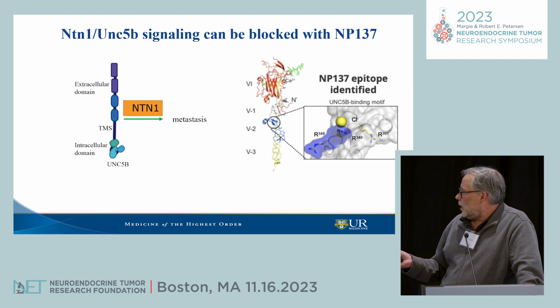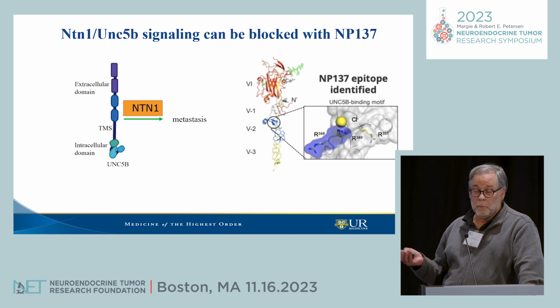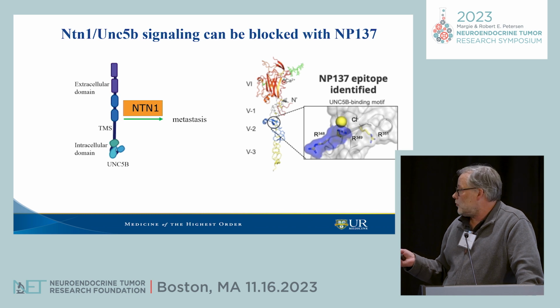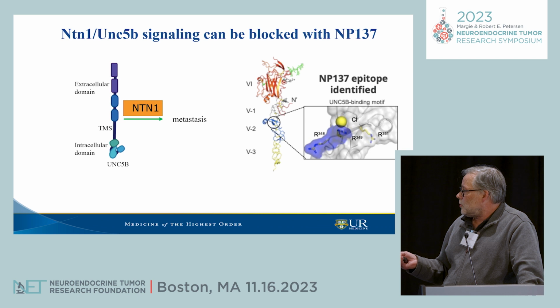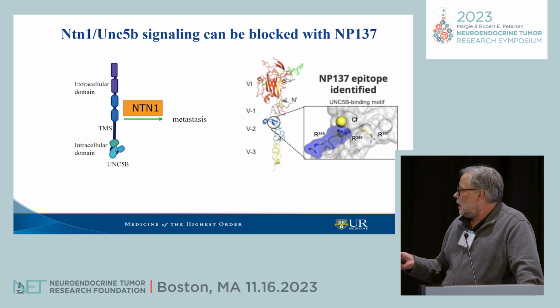There is a drug, I don't work for NETRF Pharma, but I'm going to talk a lot about NETRF Pharma's drug. They made a monoclonal antibody that blocked the interaction between netrin and UNC5B, and it's this one. It's sometimes called MP137.